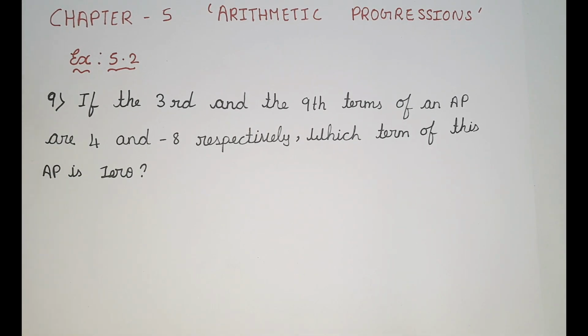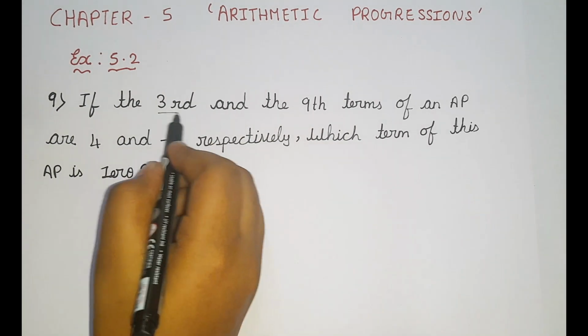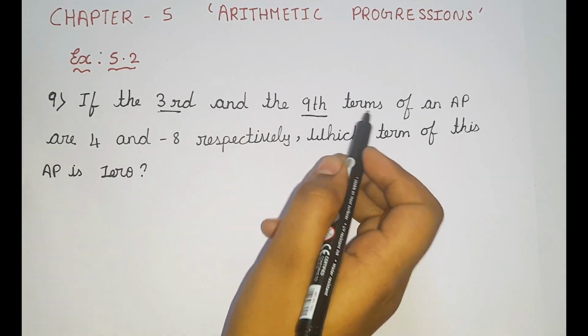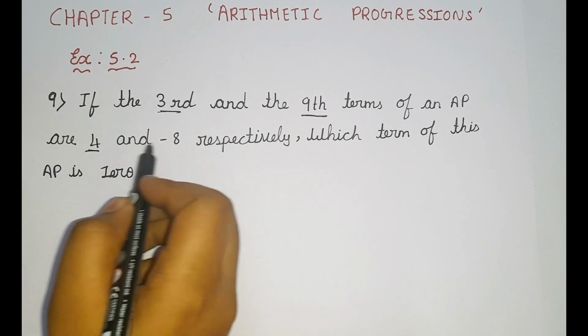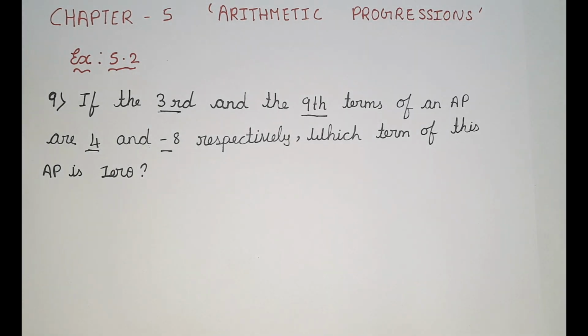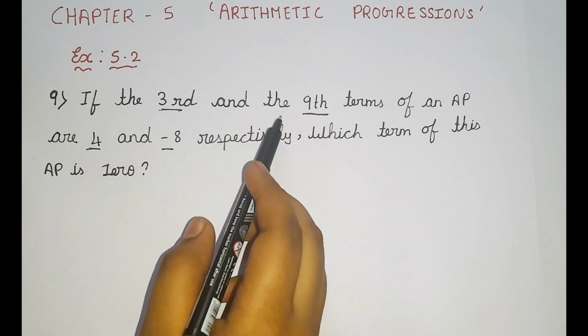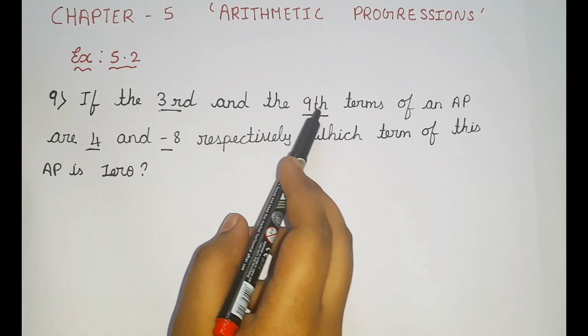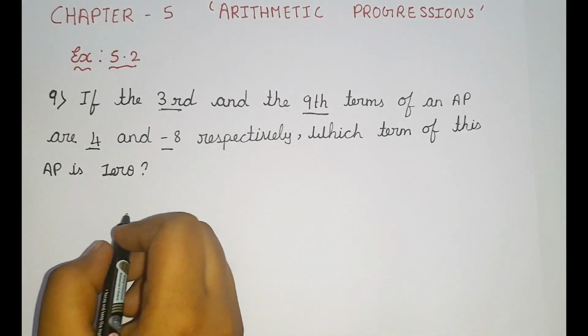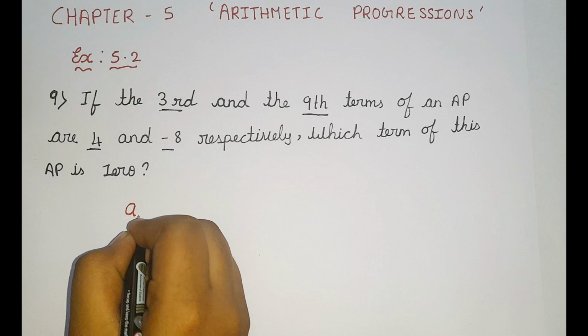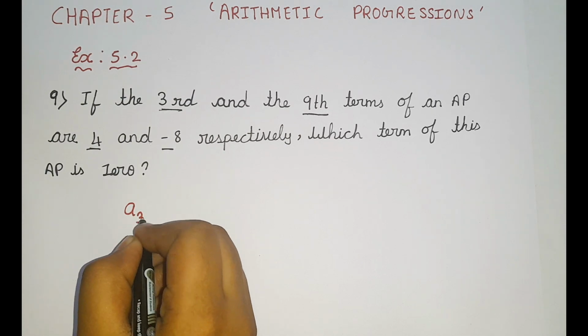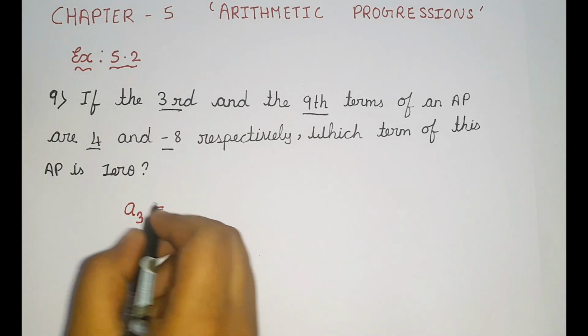In this question, they mentioned that the third and ninth terms of an AP are 4 and minus 8. So now let us write it. I told you guys, whenever we have third and ninth, we are supposed to write A3. So A3 is equal to 4.